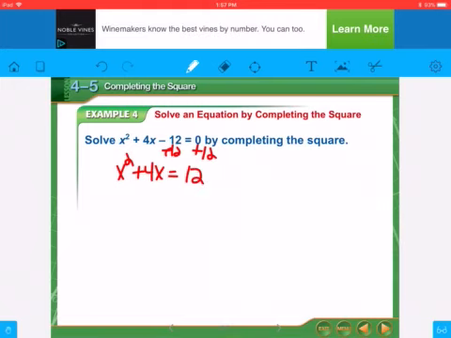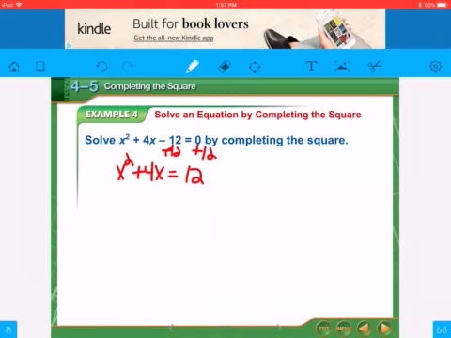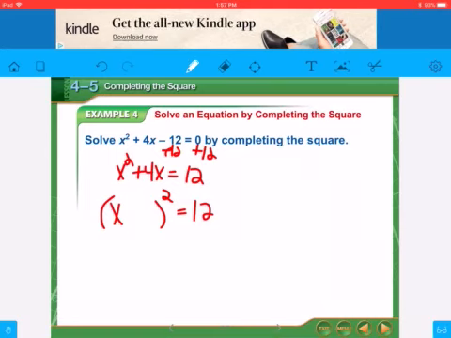Next, if a was anything other than 1, I would have to divide everything by a. Fortunately, a is 1 here, so I don't have to worry about that. So now I'm going to set up some parentheses, and I'm going to do this every single time. So I'm going to do a parenthesis, x, leave some space, close it, squared, equals whatever's on the right side, which is 12.